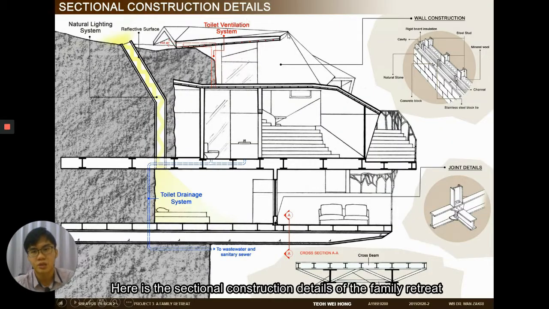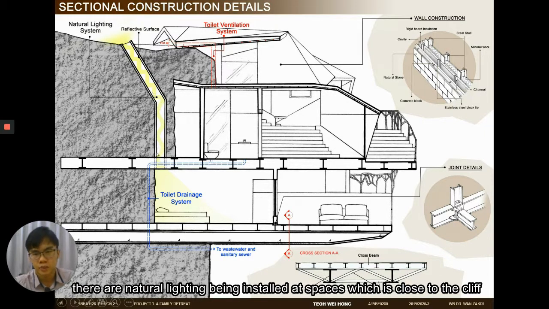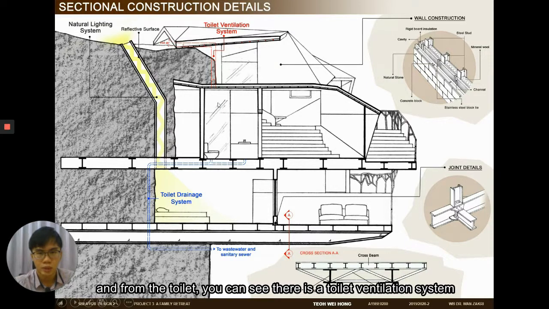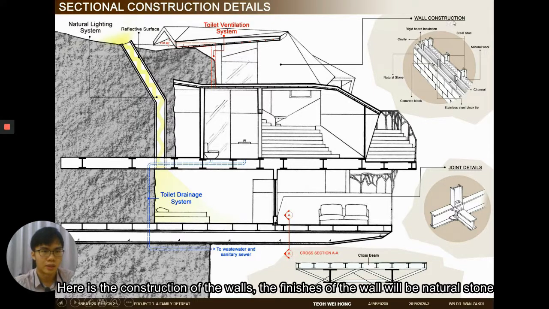So here's the section construction detail of the Family Tree. The first thing is the natural lighting system. There are natural lighting systems installed at the spaces which are close to the cliff to provide lighting. Also, from the toilet, you can see there's a toilet ventilation system to allow hot air to escape from the space. And the toilet drainage system is in the construction of the wall. The finishing of the wall will be natural stone.